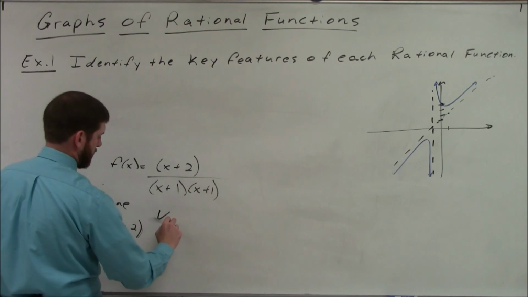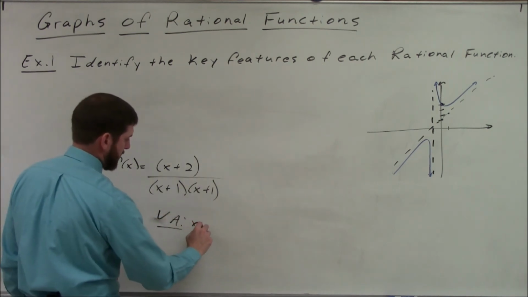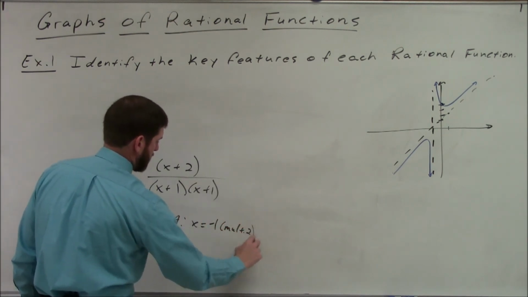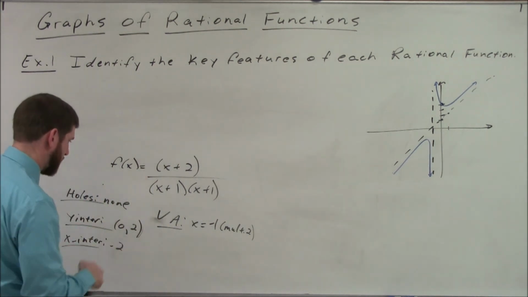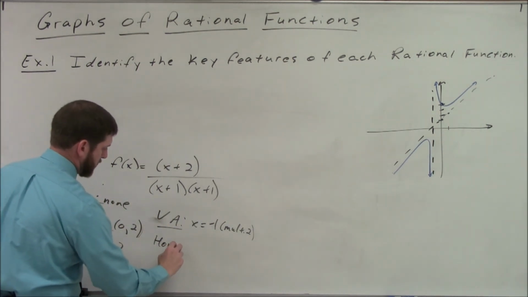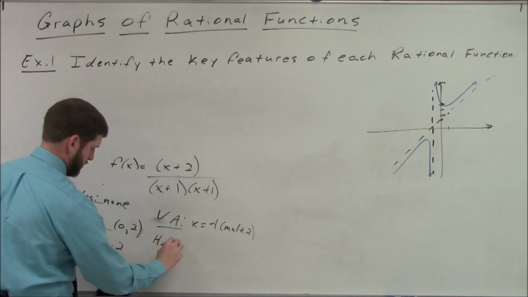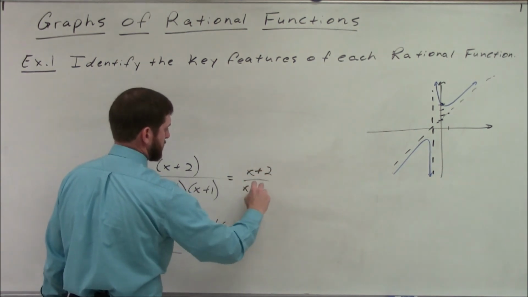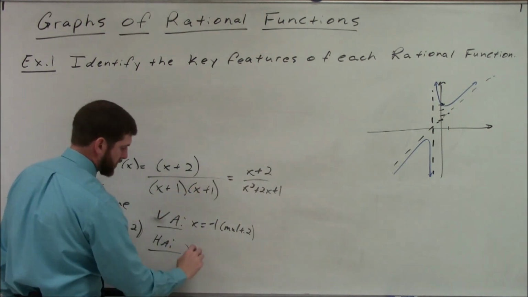The asymptote, let's say VA right there. Vertical asymptote is x equals -1, and it's a multiplicity of 2. See how we have x plus 1 show up twice, so -1 shows up twice. Horizontal asymptote, let's call it HA. x plus 2 over x squared plus 2x plus 1. So bigger on bottom, that's y equals 0.